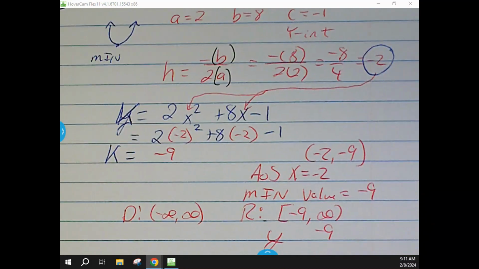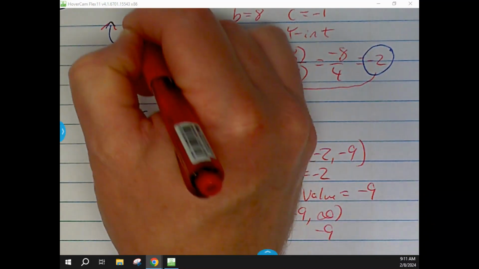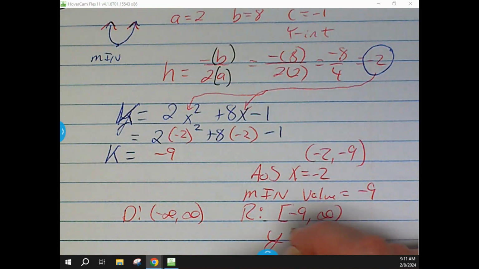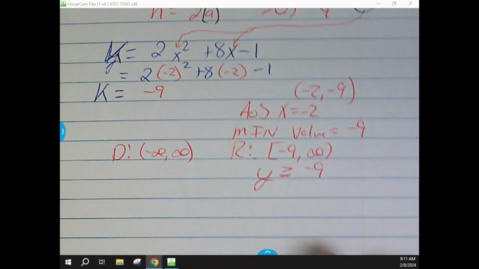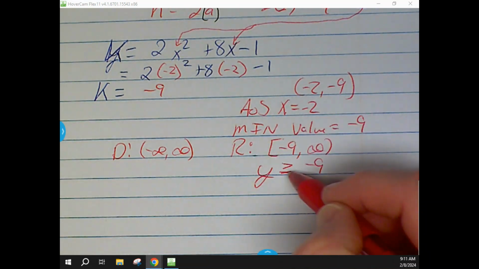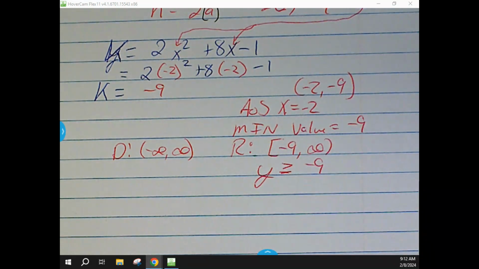And basically on this one, if your arrows are pointed up, it should be a greater than or equal to. So if it's a min, it should be greater than. If it's a maximum point, if that's the biggest point, everything is underneath it, so it would then be a less than.